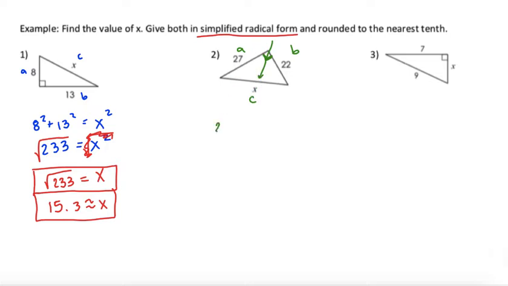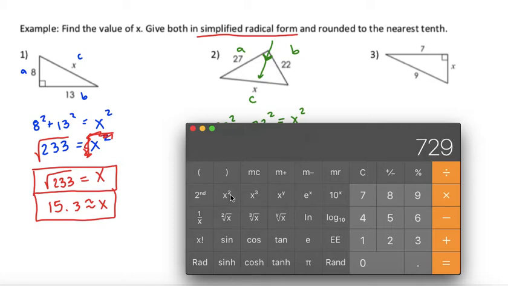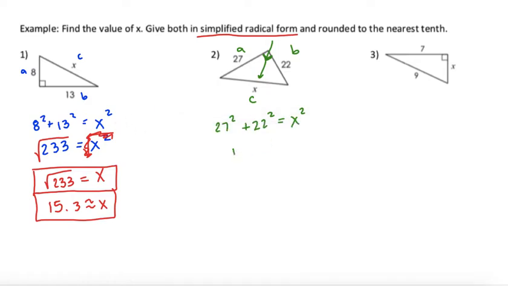So I can set up 27 squared plus 22 squared equals x squared. I'm looking for C again. So in my calculator, 27 squared plus 22 squared equals 1213. So I have 1213 equals x squared.